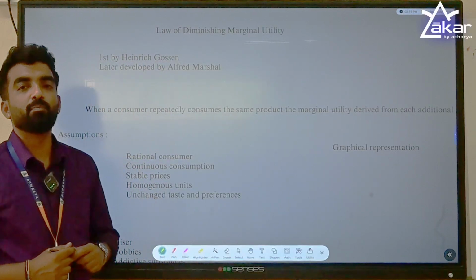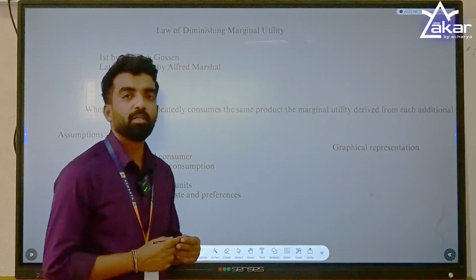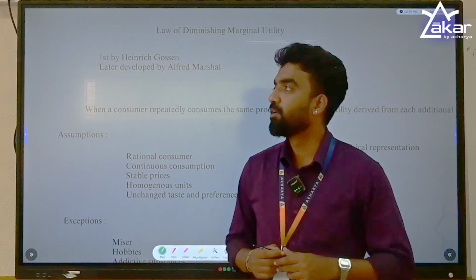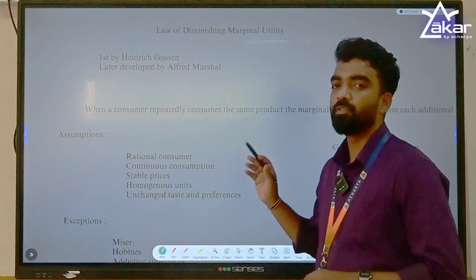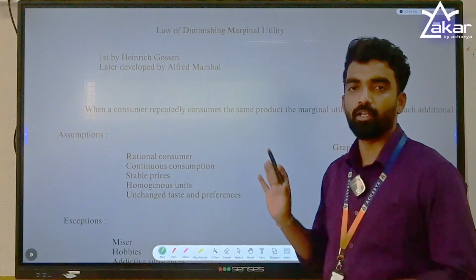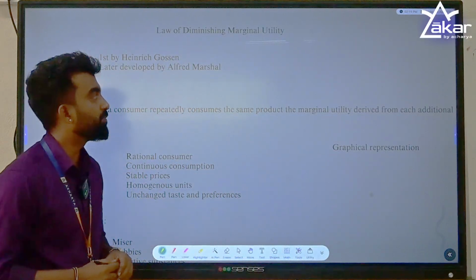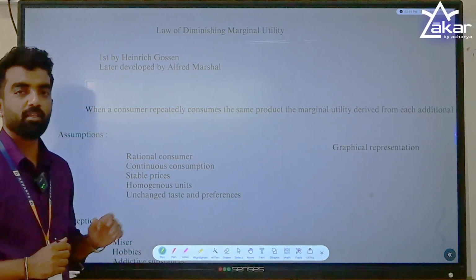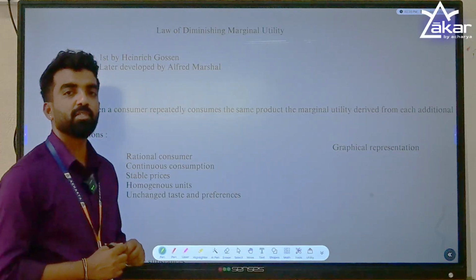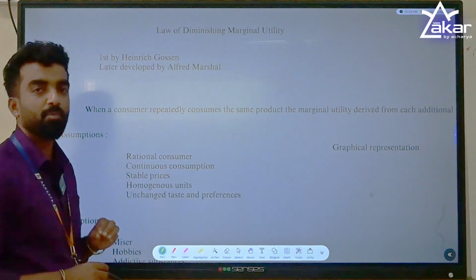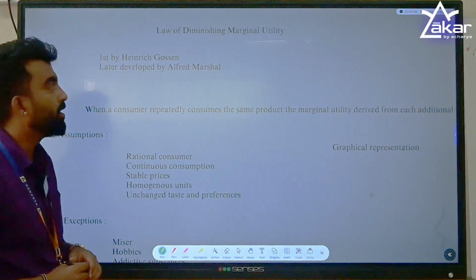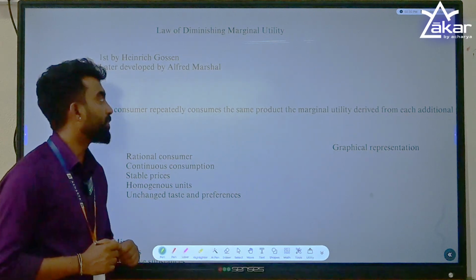So now let us move to the important topic of economics. If you are an economics student, wherever you go, they will ask you this question. They say, please explain to me the law of diminishing marginal utility. If you are able to explain this law, that means you have studied economics properly. This is the most basic and most important topic in economics.